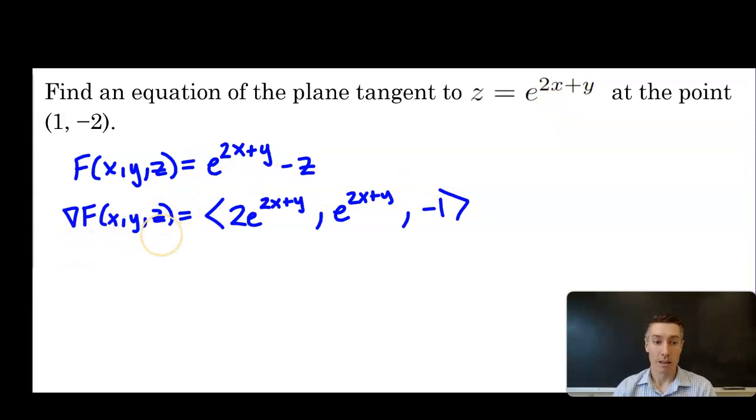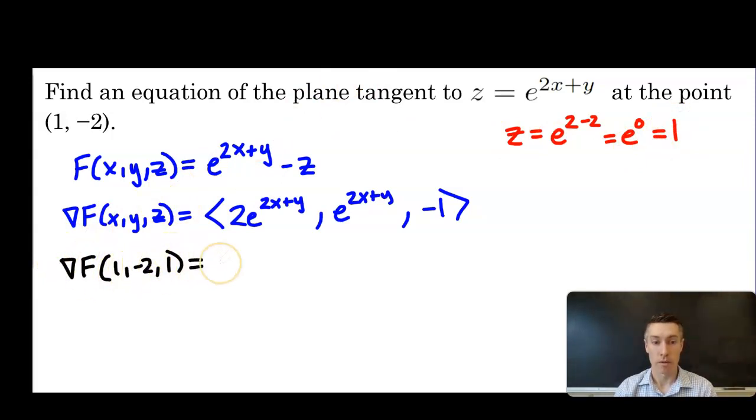Now we want to evaluate at the point, but we don't have a z value. So we can easily fix that. Plug in: z equals e to the 2 minus 2, which is e to the 0, which is 1. So we're evaluating the gradient at (1, -2, 1). So still we get e to the 0. So we have (2, 1, -1) as our gradient vector.